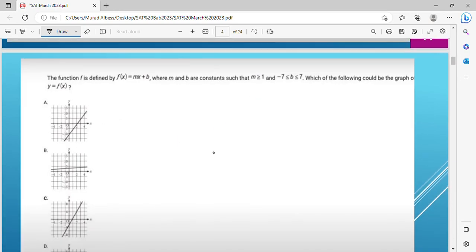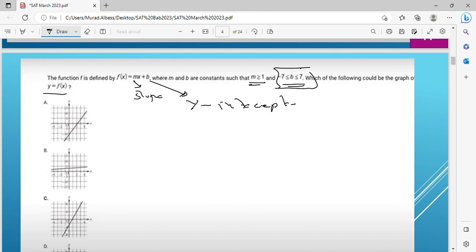The function f is defined by f of x equals mx plus b, where m and b are constants, such that m is greater than or equal to 1 and b is between -7 and 7. Which of the following could be the graph of y equals f of x? M here is the slope, okay, and b here is the y-intercept. Now if we take b between -7 and 7 and concentrate more, look at this. This one goes to -10 on the y-intercept, so that's not correct.